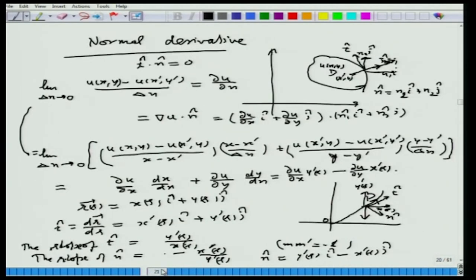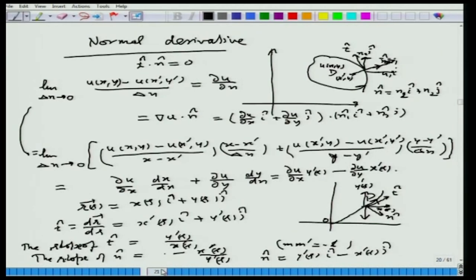Then we considered normal derivatives, which are a particular case of directional derivative. The directional derivative along any vector is given by the gradient of the function being differentiated, dot product with the unit vector in the direction in which we are differentiating. In particular, if we take the normal direction, that is what is called the normal derivative, which was defined here in this manner.